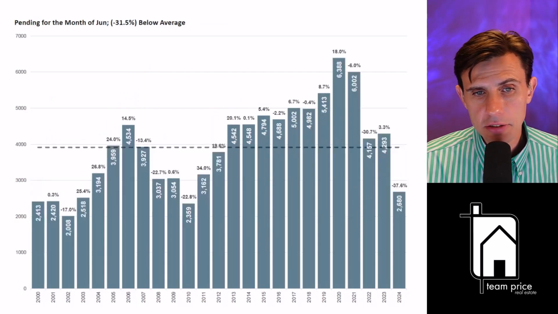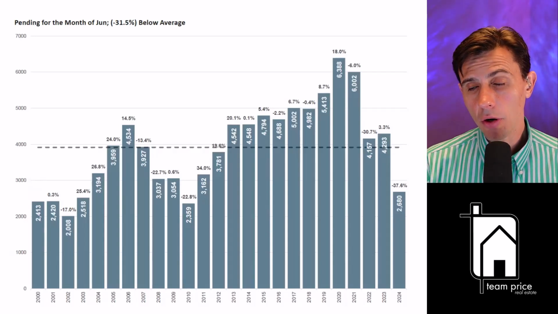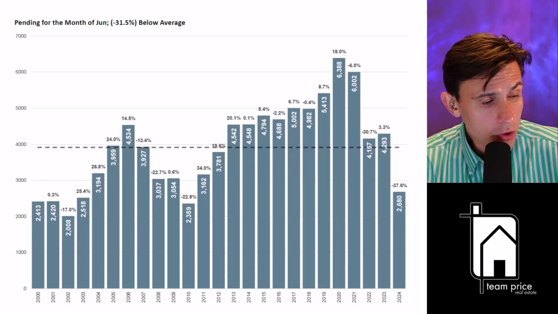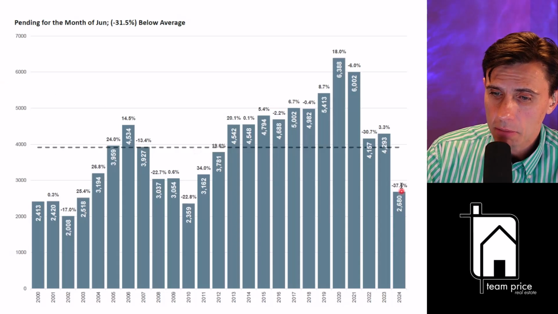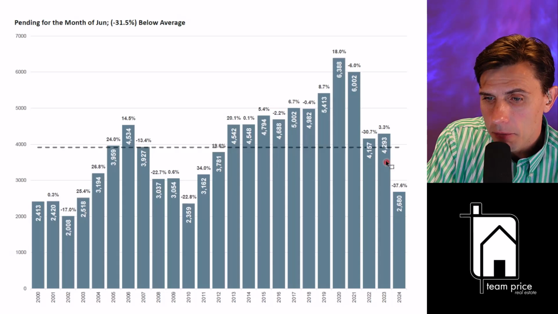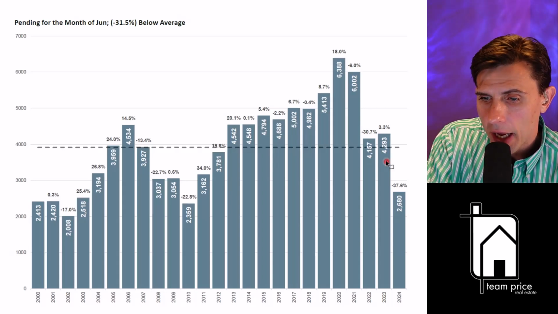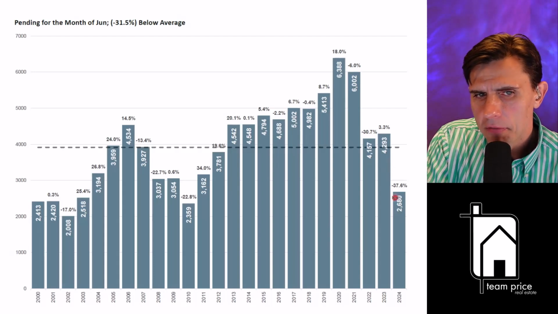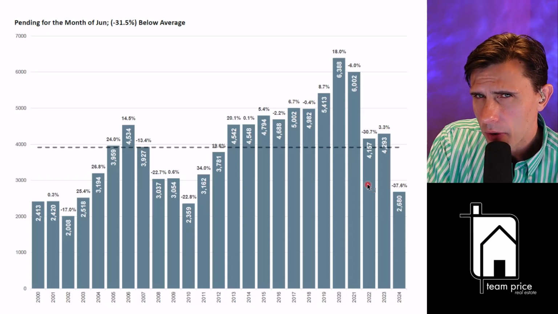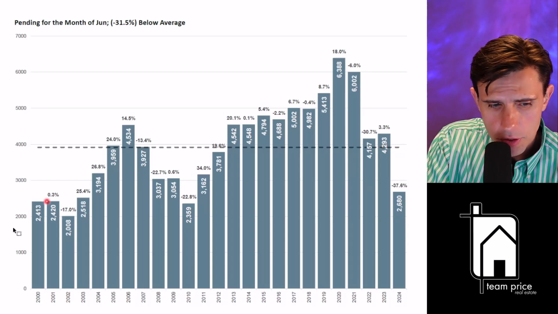Let's start taking a look at some pendings. Pendings for the month of June. We are 31.5% below average, but we're June 24th, so we can expect this number to go up. It's not going to reach last year's number at 4,293. No way it's going to reach that. I expect the number of pending properties for the month of June to settle right around the 3,900 to 4,000. No way it's going to cross 4,200.